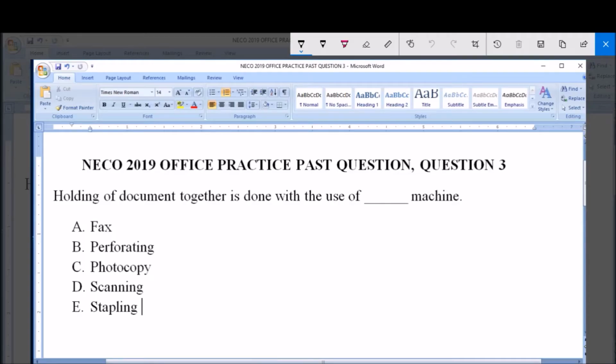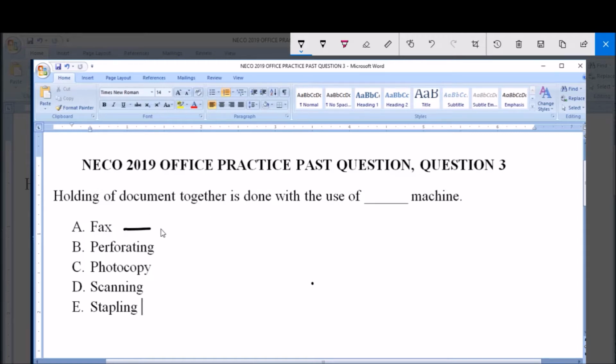Today I'm going to be answering NECO 2019 Office Practice Past Question 3. Holding of documents together is done with the use of dash machine. A. Fax machine. B. Perforating machine. C. Photocopy machine. D. Scanning machine. And E. Stapling machine. So we are asked to pick an answer which is a machine used for holding documents together. Now before we can pick this answer, let's look at the uses of the following machines.